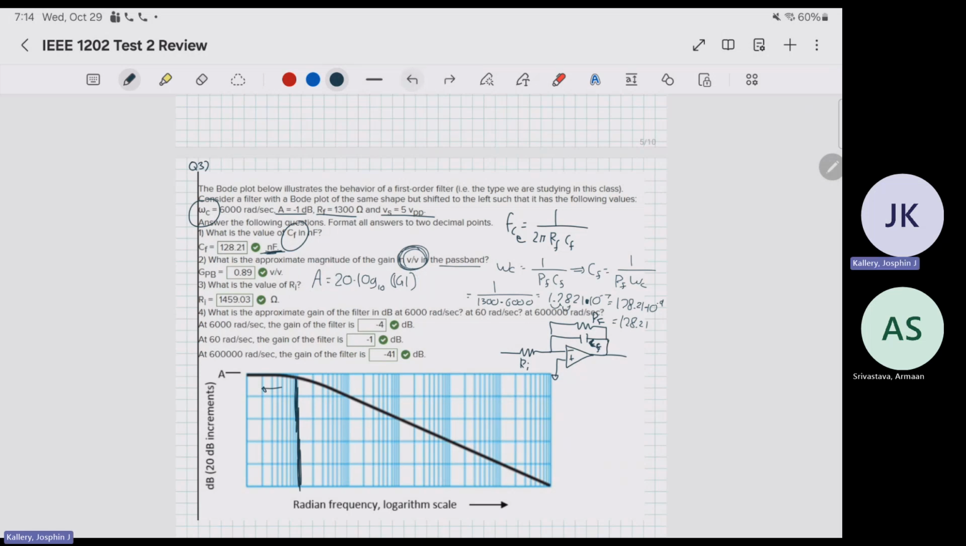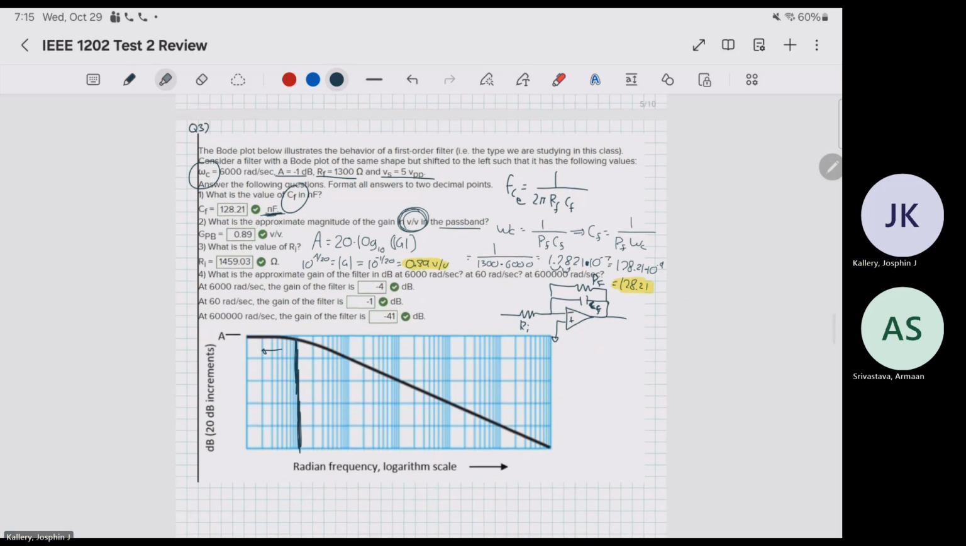So if I rearrange, I get that 10 raised to the A over 20 equals my gain in volts over volts, which is 10 raised to the -1 over 20, which should be 0.89 volts over volts. There we go. Because that's the first two answers.